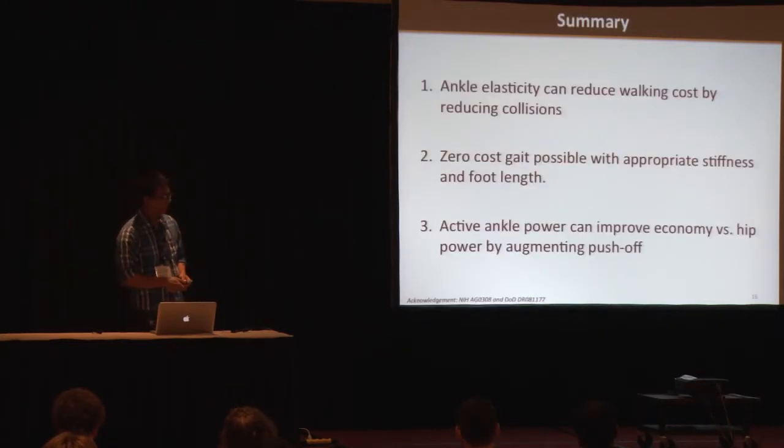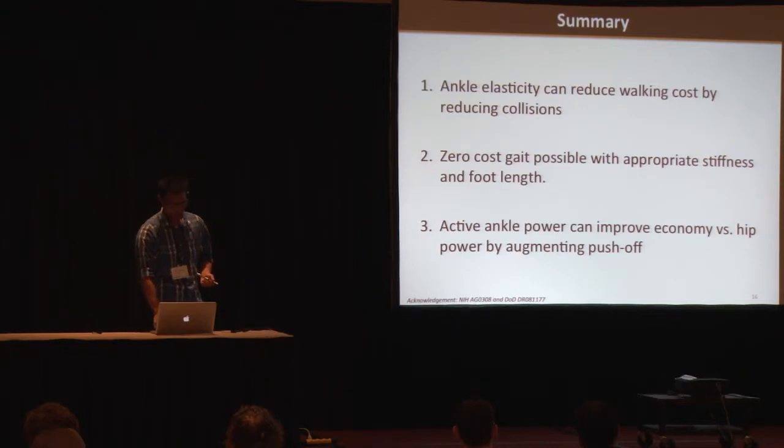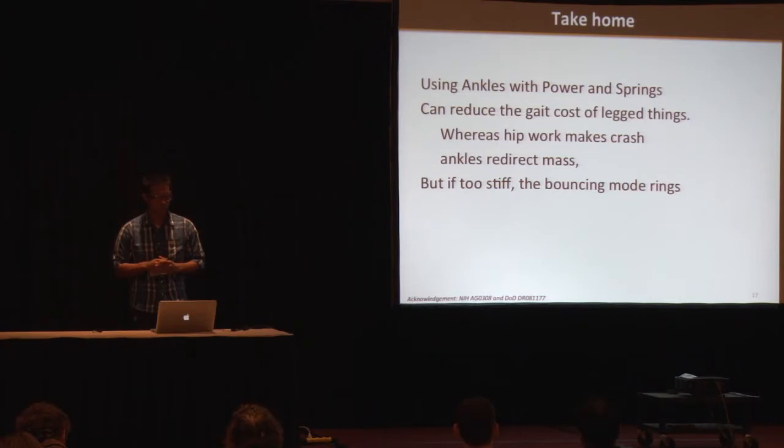So therefore, here is my summary. The ankle elasticity can reduce walking cost by reducing collision, and zero cost gait is possible with appropriate stiffness and foot length. And active ankle power can improve economy versus hip power by augmenting push-off. And here's the take-home message. Using ankles with power and strength can reduce the gait cost of legged things, whereas hip work makes crash. Ankles redirect mass. But if too stiff, the bouncing mode rings. Thanks.